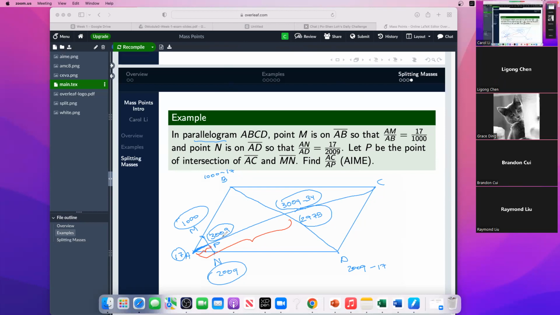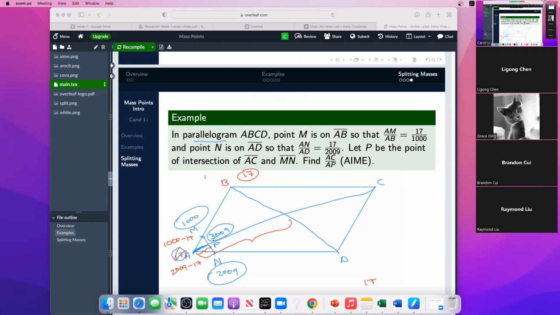okay, I actually messed up the ratios, my bad. This is 17. This is 17. You swap them, my bad. Okay, 1,000 minus 17, and this is 2009 minus 17. Wow, I'm so sorry. I don't know how I managed to mess that up, and I didn't notice it until later either.